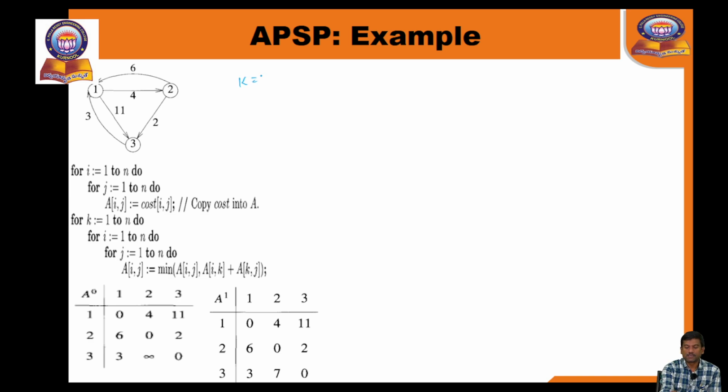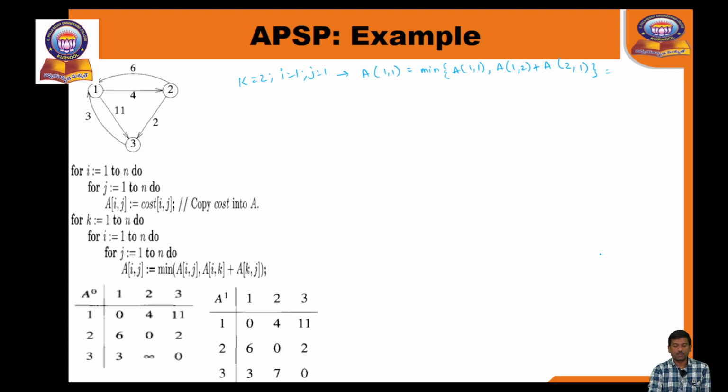That is, you are considering k equal to 2 and i equal to 1, j equal to 1, and then we will be finding A of i j, that is 1 comma 1, which is given by the minimum of A of i j, i is 1, j is 1, comma A of i k, i is equal to 1, k is equal to 2, plus A of k j, k value is equal to 2, j value is equal to 1. So you'll be finding the minimum between these two parts.